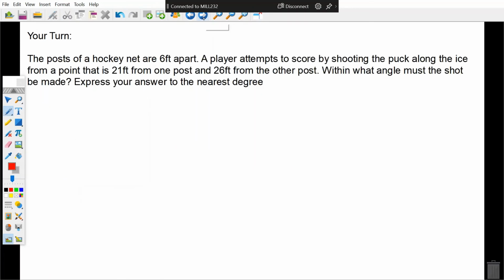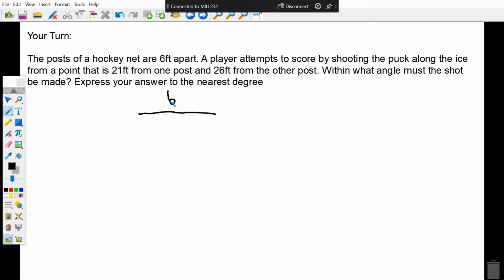Let's try this one here. Because this one forces us to draw our own diagram, and sometimes these ones are important to attempt. It says the posts of a hockey net are 6 feet apart. A player attempts to score by shooting the puck along the ice from a point that is 21 feet from one post and 26 feet from the other post. Within what angle must the shot be made? So obviously we know that we need a triangle, right? All of these questions have triangles. So I start writing down what I know.